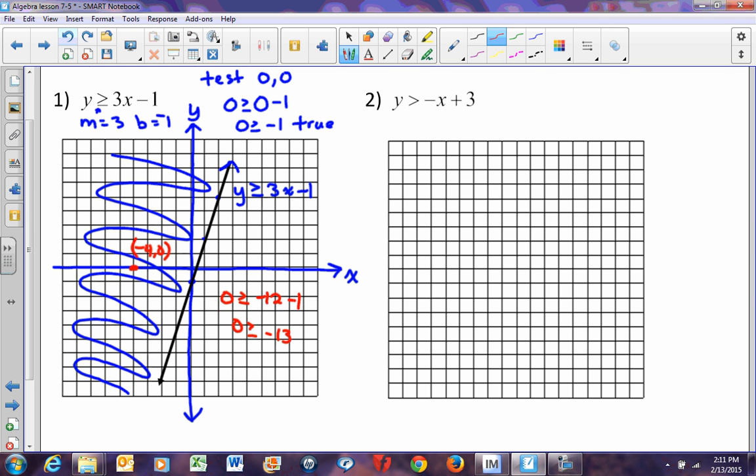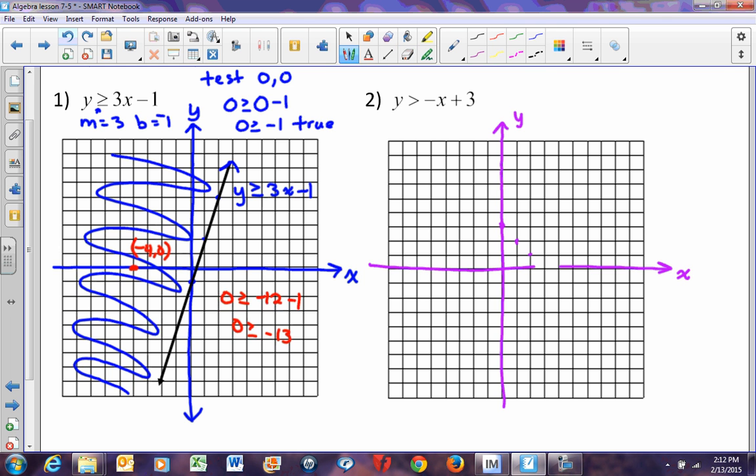Let's look at equation number 2 here. Y is greater than negative x plus 3. And again, I'm going to draw my x and y axes. There's my x. There's my y. I'm going to plot using slope-intercept. So my intercept is 3, 1, 2, 3. Here, my slope is negative 1 over 1. So down 1, right 1, down 1, right 1, down 1, right 1. Now here, oops, I missed. Going down to the right one.